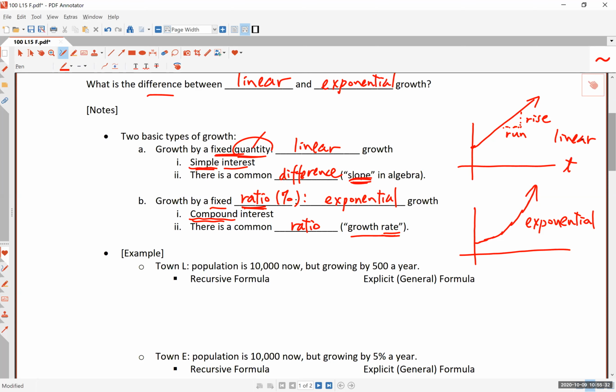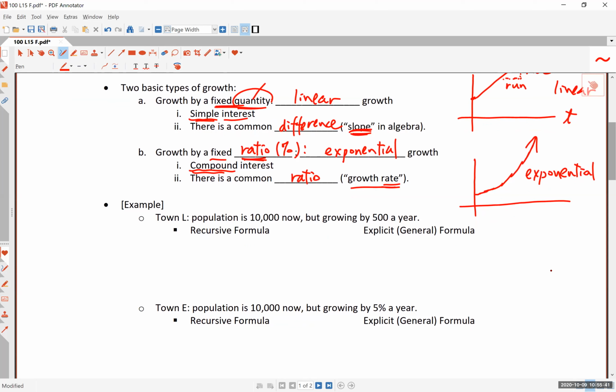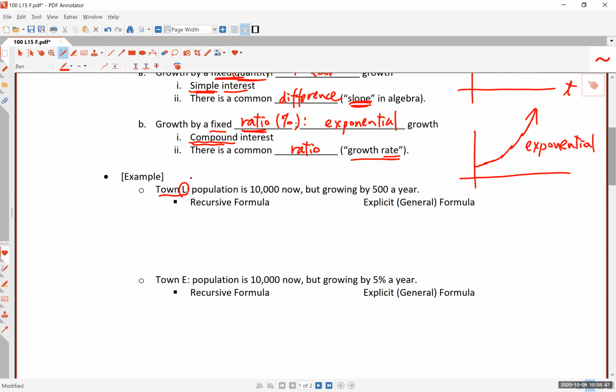Again, linear refers to growth by a fixed quantity, and exponential refers to growth by a fixed ratio, or percentage. All right, so here are some examples. Let's say town L, this L stands for linear, as opposed to town E, which is of course standing for exponential. Town L is a town where the population now is 10,000. In fact, both of these towns have the current population of 10,000, but it grows by 500 a year. Notice here, this is a fixed number, right? Fixed quantity, not the ratio, but fixed quantity. Now, that's the important part.